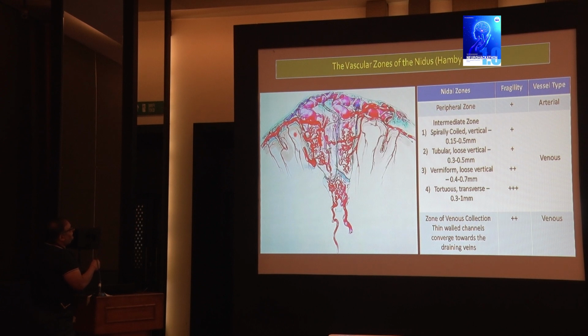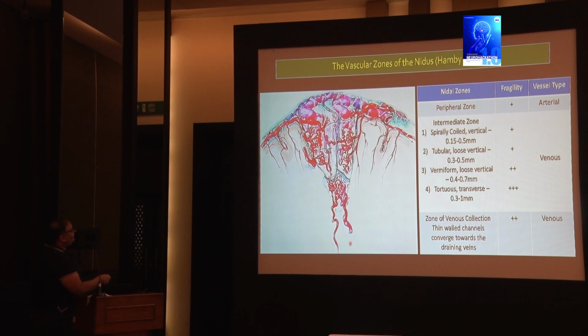For all practical purposes, the peripheral part of the AVM is the part which interacts with the normal brain and which derives its blood supply from the normal brain. For example, you can have this blood supply coming in from the leptomeningeal system, or you can have this blood supply coming in from the deep perforator system or the striate system. The challenge of catheterization of each of these again is going to be very, very different.